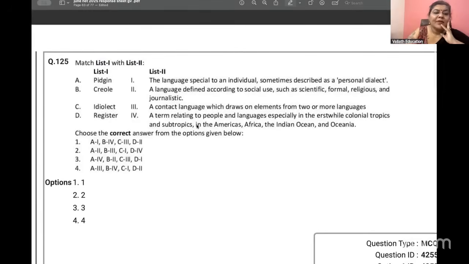Then, easy peasy. Pidgin, everybody knows. Creole, everybody knows. Idiolect, everybody knows. Idiolect is language special to an individual. Isn't it? Register, a language defined according to use. That is also easy. Then, next one.